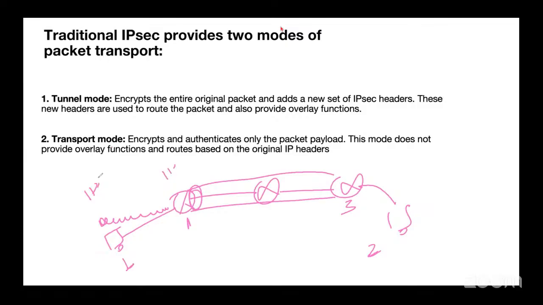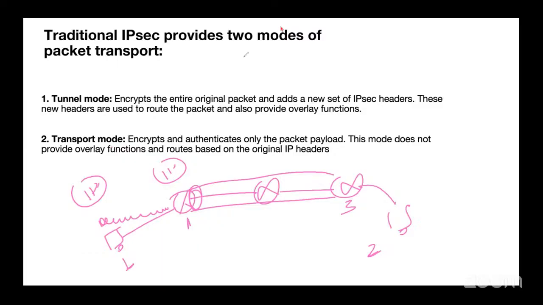Now, if the actual data source and tunnel source are different, then it is called tunnel mode, where you encrypt the entire original IP packet and you add a new IP header. So the entire original IP packet, everything, will be hidden inside the tunnel or IPsec header.